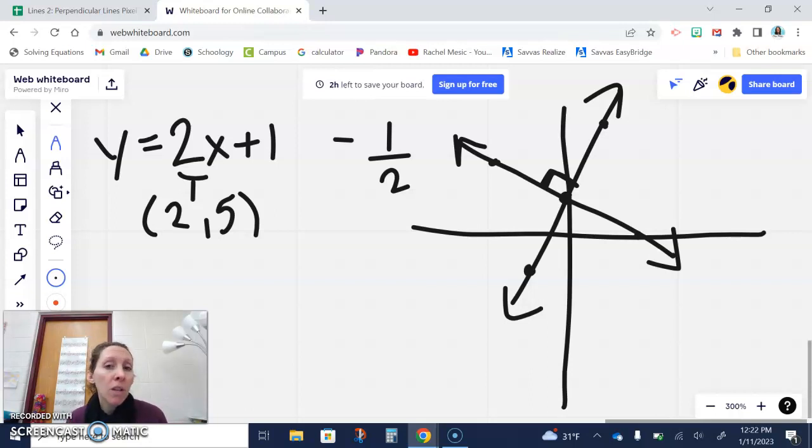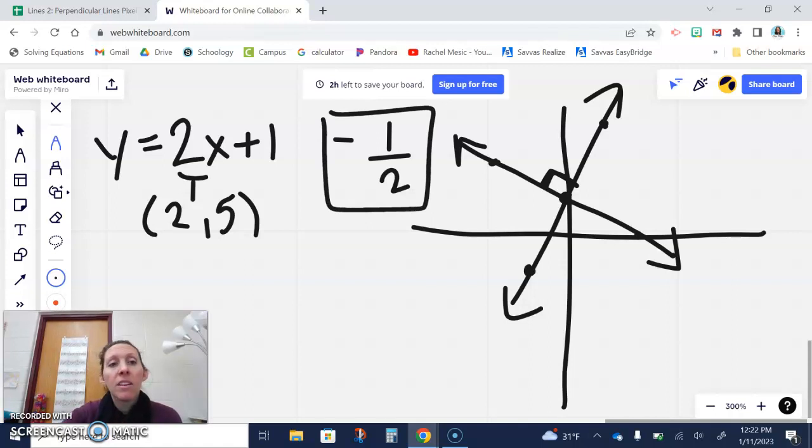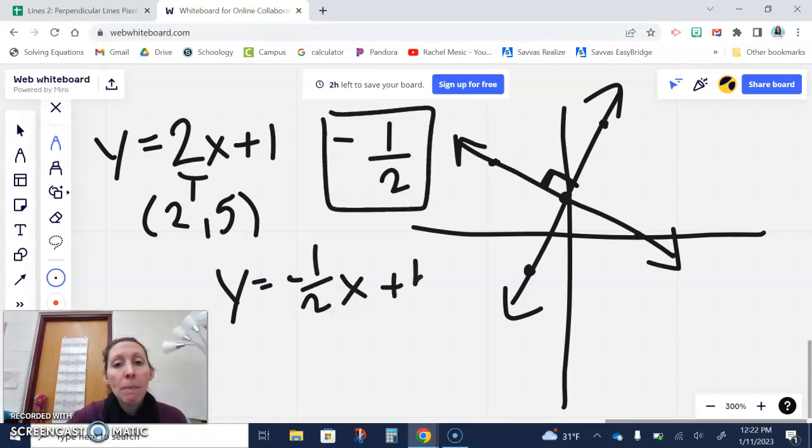Okay, so for my new line, I have to use this slope. So I'm going to write y equals -1/2 x plus b. We have to figure out our new y-intercept. Okay, so they don't always cross at or along the y-axis. Okay, so let's say x is 5. So I'm going to do -1/2 times 5.